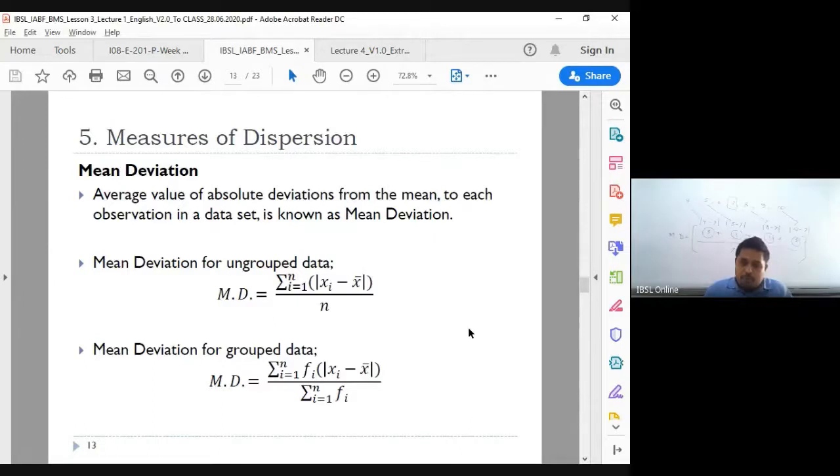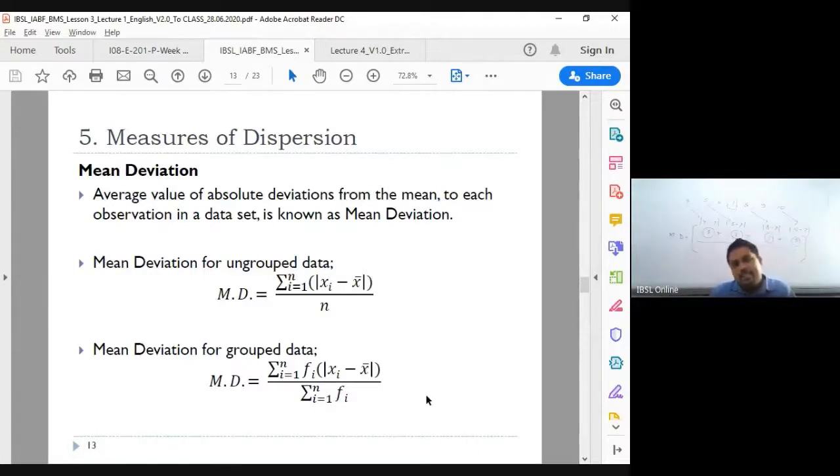But when you merely look at the numerical value of deviation from the mean, you need to always take the modulus, or the non-negativity, of the deviation and divide by the number of observations to come to the mean deviation value. The second equation, just for the completion sake of the notes only, I have given it.